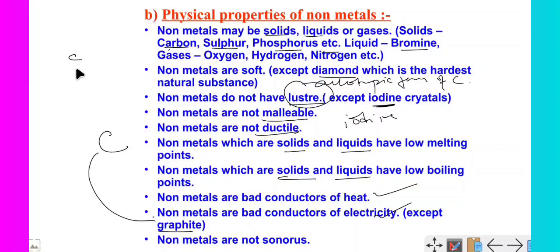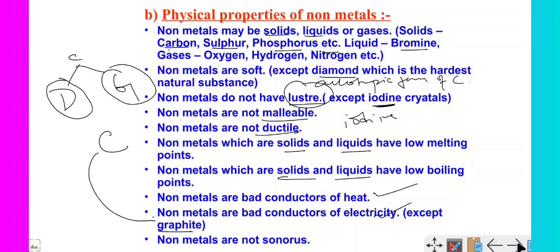So carbon has allotropic forms: one is diamond, another one is graphite. This is the hardest natural substance, and this is what? A good conductor of electricity. So this is a very unique case in carbon. Okay, so non-metals are what? They are not sonorous. That means they cannot produce sound.